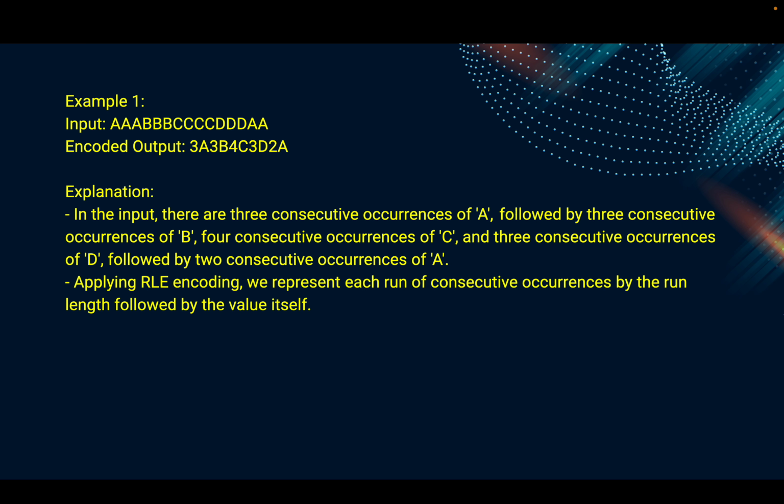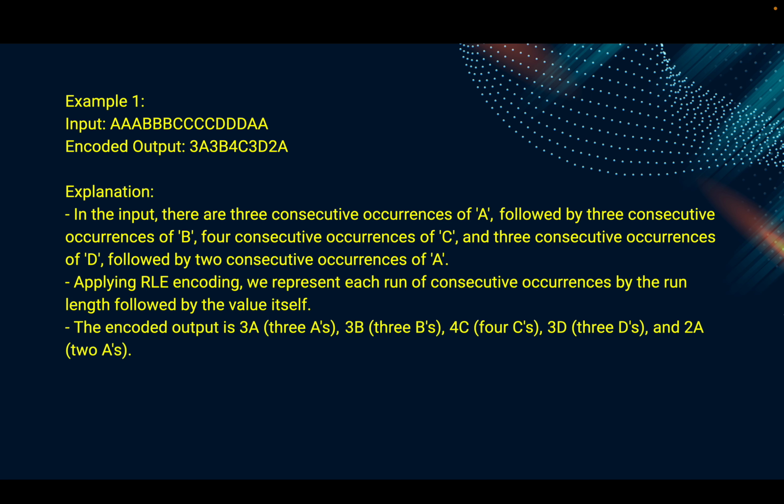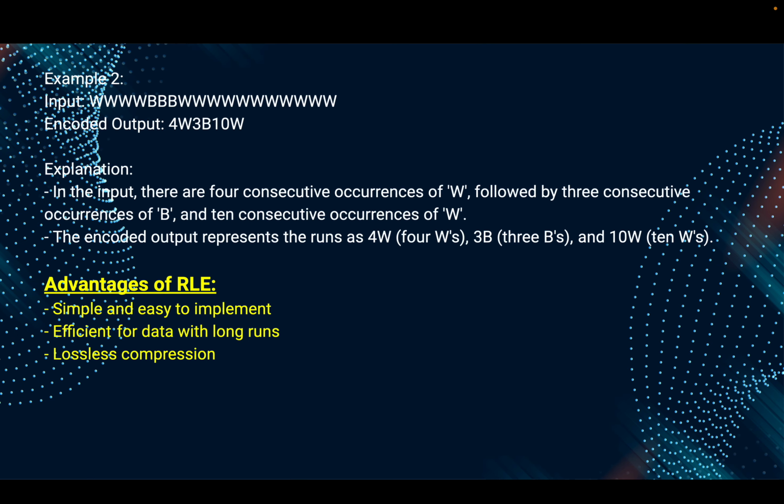Applying RLE encoding, we represent each run of consecutive occurrences by the run length followed by the value itself. The encoded output is 3A, 3B, 4C, 3D, and 2A. You can look at this example.